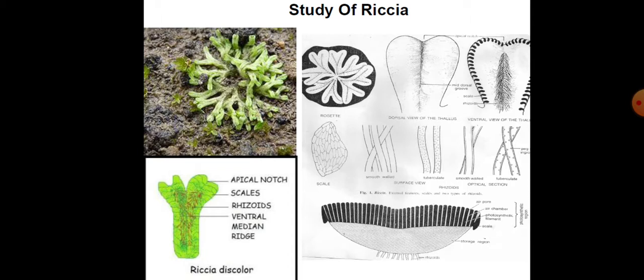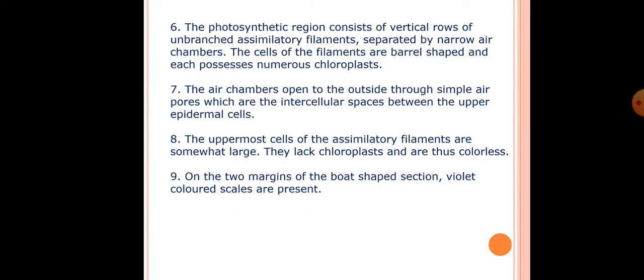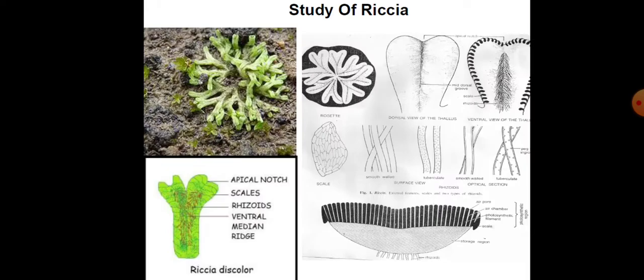Then we see the internal structure of the thallus. For this, we take a section passing through the thallus, stain it with dilute safranin, mount it in glycerin and observe under the microscope. Here you see a cup shaped structure. There are two regions: the storage region on the lower side, and on the upper side the photosynthetic region.